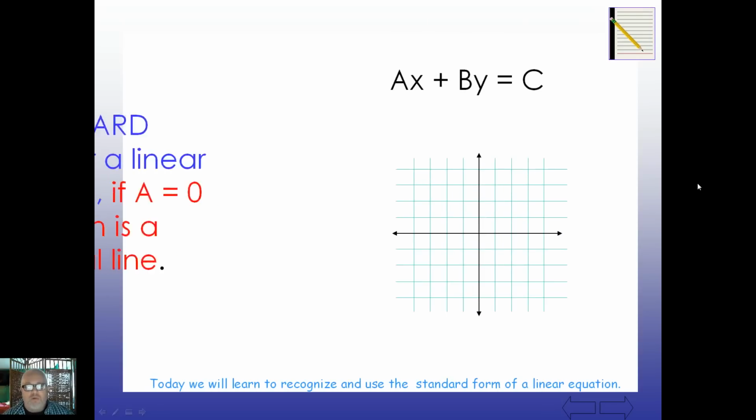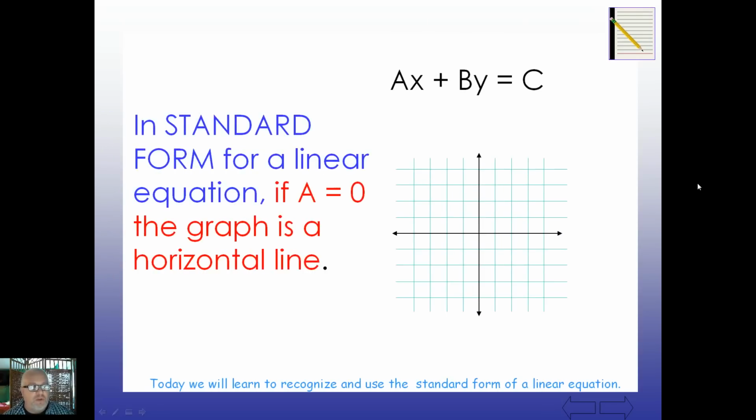Okay, some more for our understanding here. In standard form for a linear equation, if a equals 0, so if you have 0 there in front of your x, the graph will be a horizontal line. If you have something like 0x plus 2y equals 2, you're going to get a horizontal line.